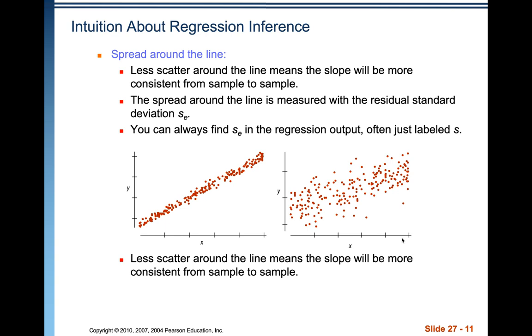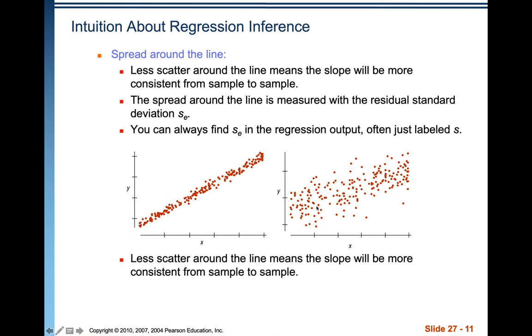Let's consider spread about the line. Less scatter around the line means the slope will be more consistent from sample to sample. The spread around the line is measured with the residual standard deviation, se. You can always find se in the regression output, often just labeled s. So here we have less scatter, so no matter which sample we have, the slope's not going to vary a lot.